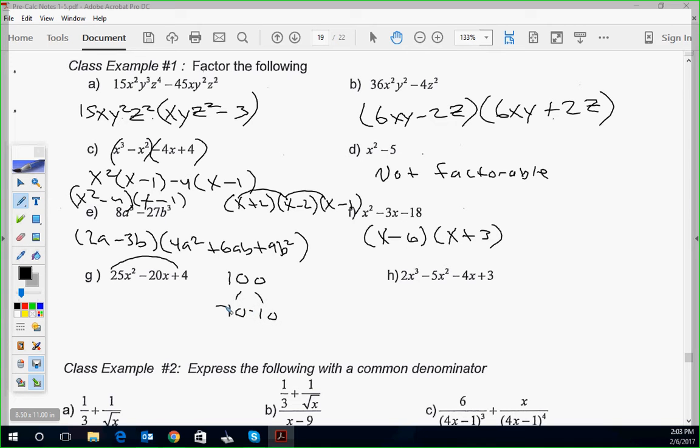So then we'd go 25x squared minus 10x. Remember, decomp, you're taking the 20, breaking it into 2 factors so that you can have factor by grouping, like here on C. Minus 10x plus 4. Group. 5x comes out. 5x minus 2. Negative 2 comes out. 5x minus 2. And you see it's 5x minus 2 squared. There's 2 of them.